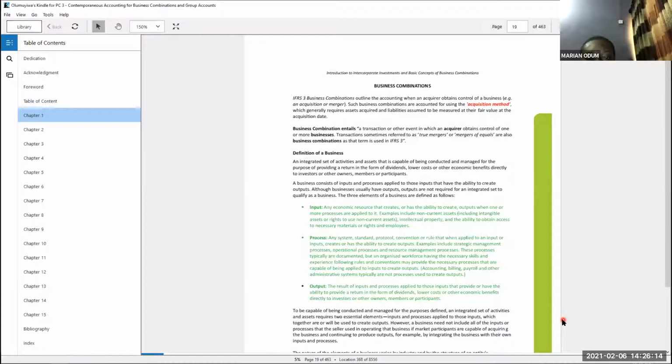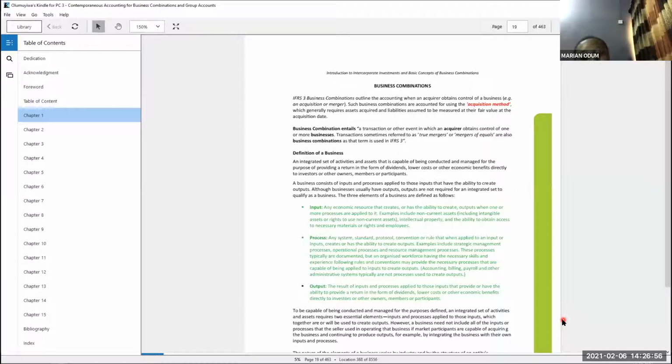These processes typically are documented, but an organized workforce having the necessary skills and experience following rules and conventions may provide the necessary processes that are capable of being applied to inputs to create outputs. Accounting, billing, payroll, and other administrative systems typically are not processes used to create outputs. 3. Outputs: the result of inputs and processes applied to those inputs that provide or have the ability to provide a return in the form of dividends, lower cost, or other economic benefits directly to investors or other owners, members, or participants.